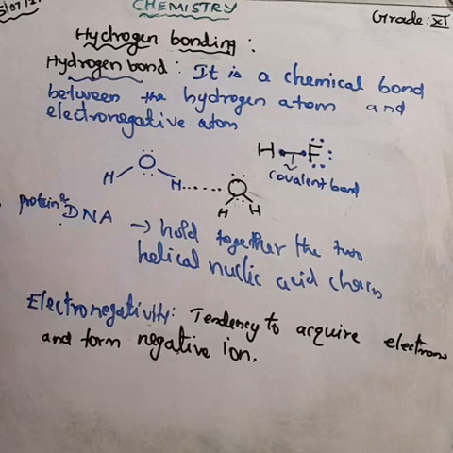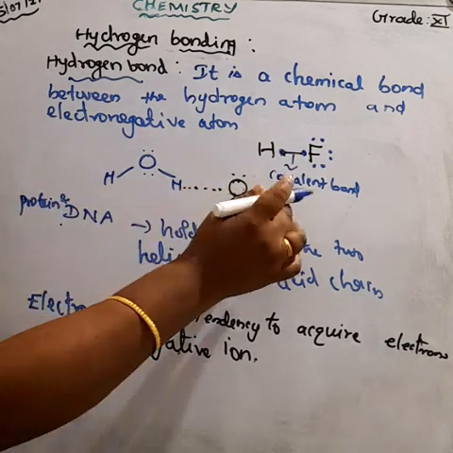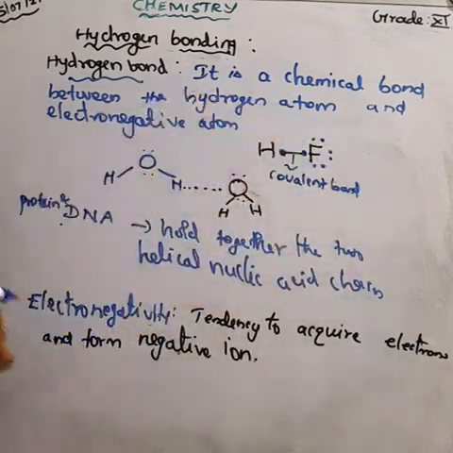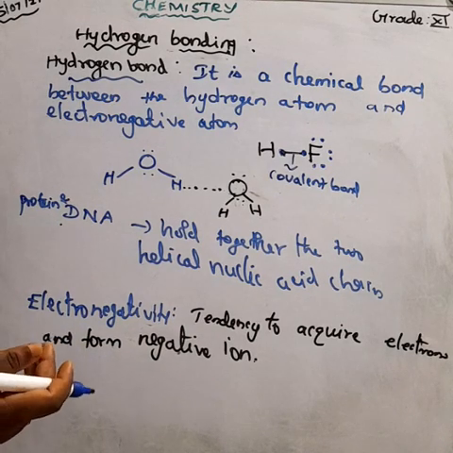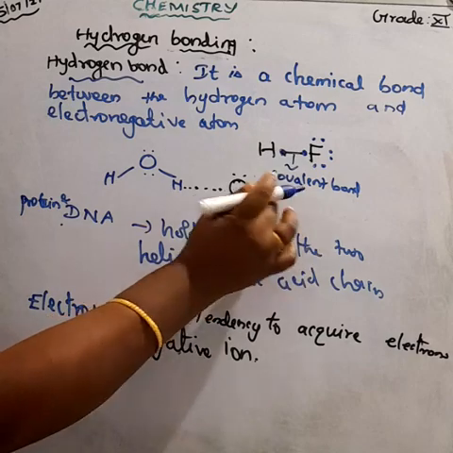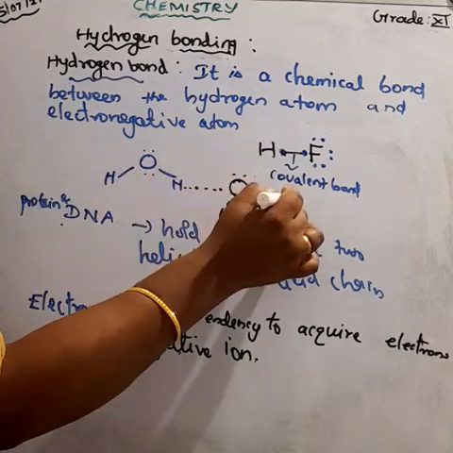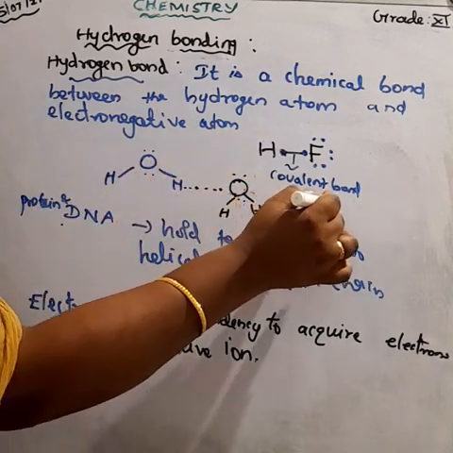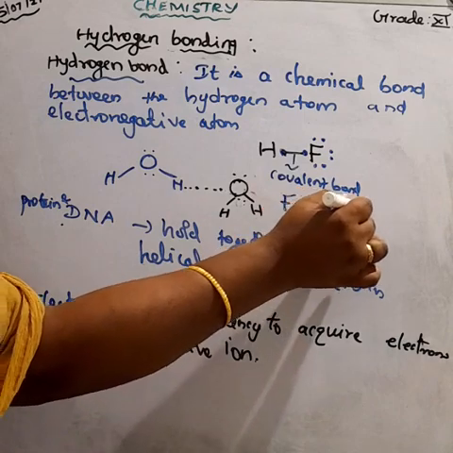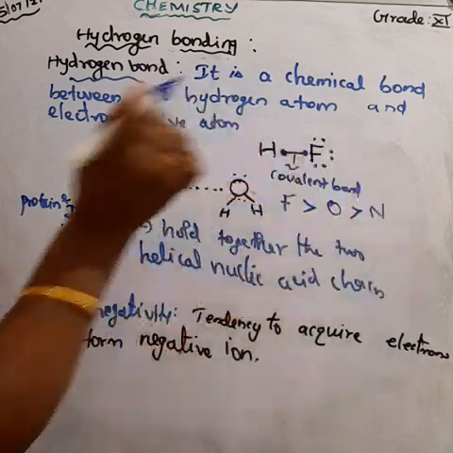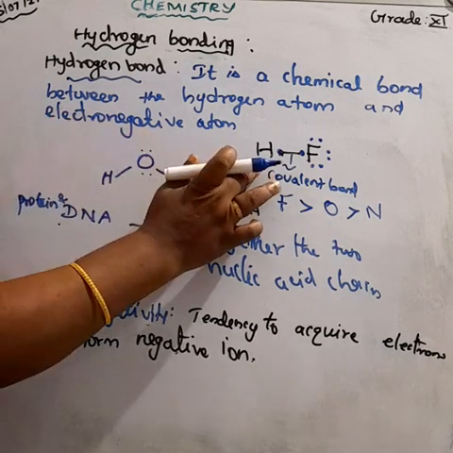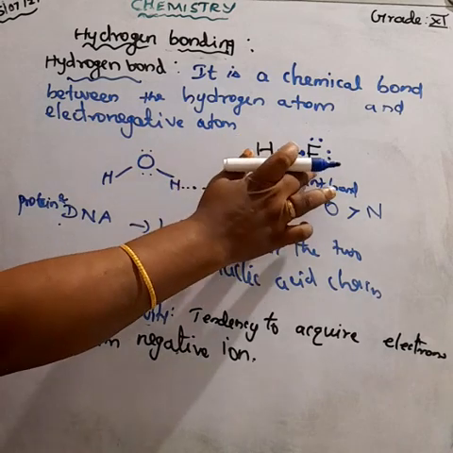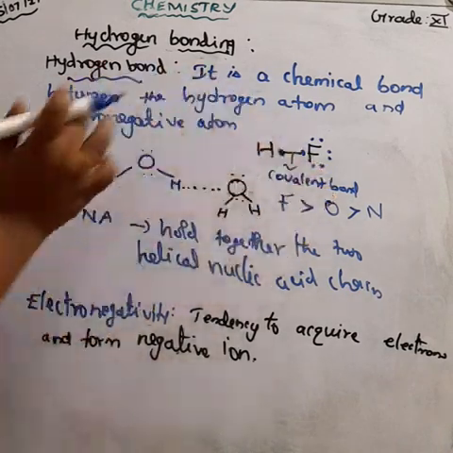So when a hydrogen atom is covalently bonded to a highly electronegative atom such as fluorine, oxygen or nitrogen, fluorine is the most electronegative atom of any element in the periodic table. In the electronegativity order, fluorine has higher electronegativity than oxygen, and oxygen has higher electronegativity than nitrogen. So when hydrogen is covalently bonded to the highly electronegative atom, the bond is polarized.